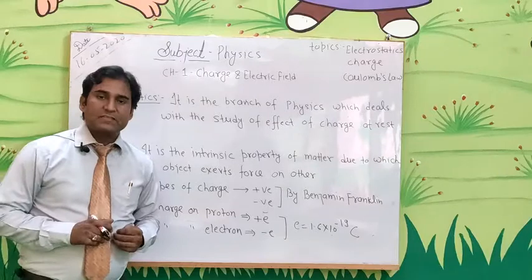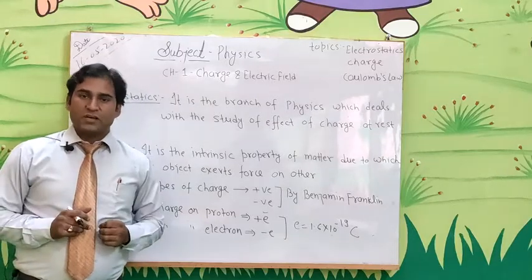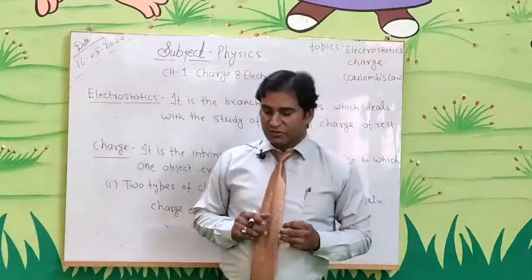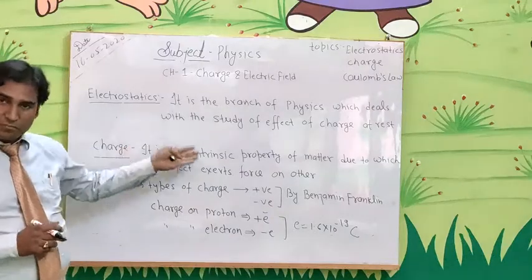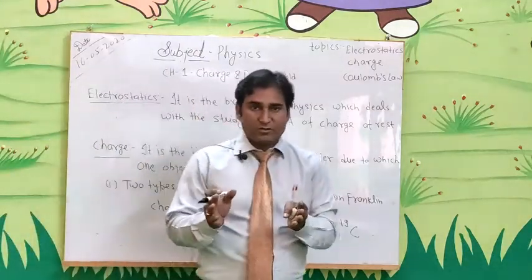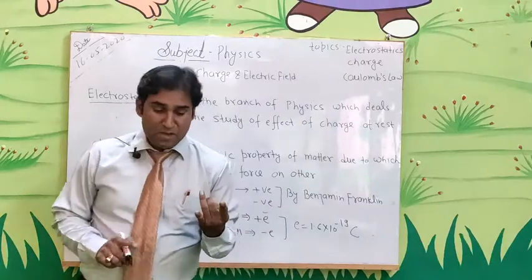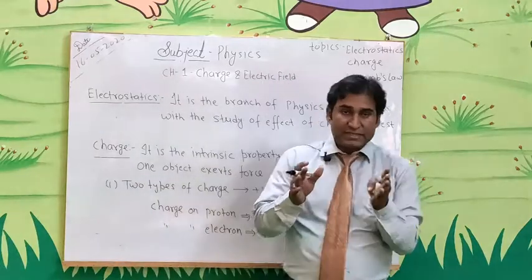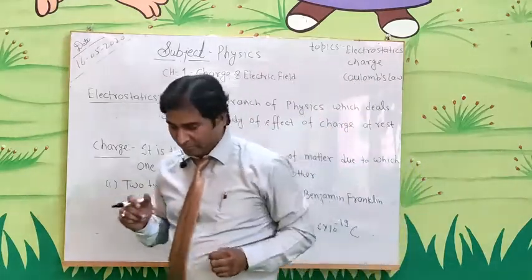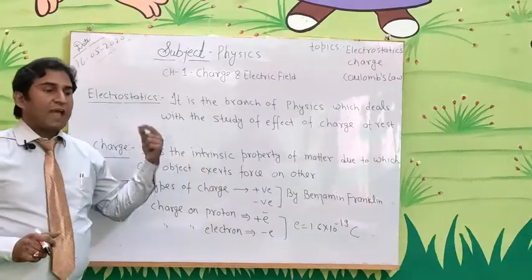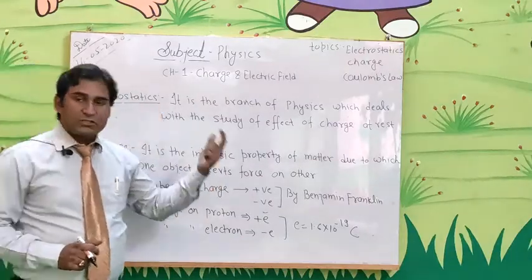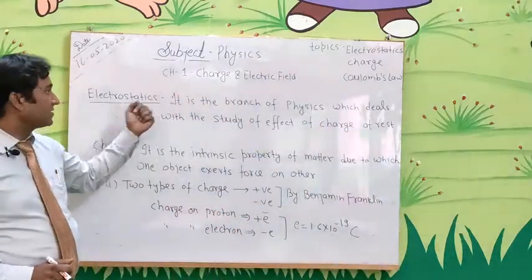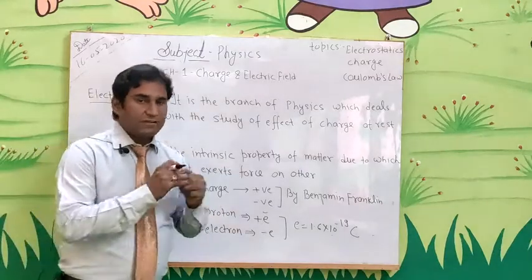Basically, it is a branch of physics which deals with the study of the effect of charge when it is in the rest condition. That means charge must be in the rest condition. When the charge is in motion, there are different situations: when the charge has uniform motion, and when the charge is in accelerating motion. In these two cases, magnetic phenomena are generated, associated with the charge. So here we will only discuss electrostatics, when the charge is in the rest condition.